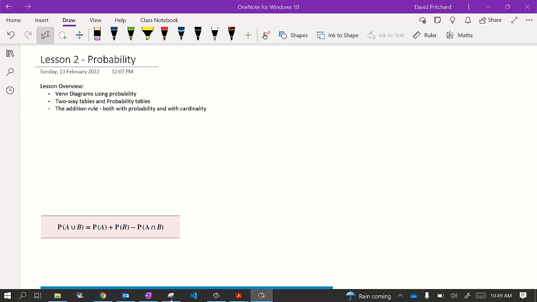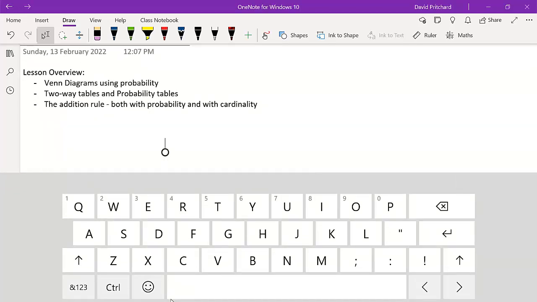In this lesson, we're pushing into probability, so we're looking at linking sets and Venn diagrams and an alternate process called two-way tables to look at the probabilities within Venn diagrams and sets, as well as probability tables. We'll also have a little bit of a look into the addition rule, and that'll be our lesson today.